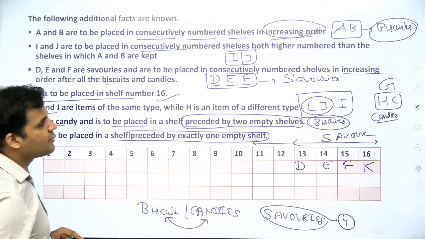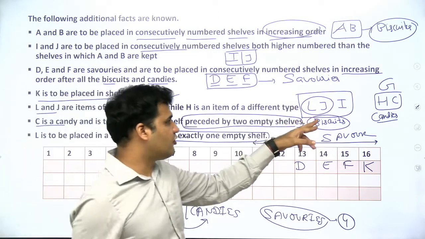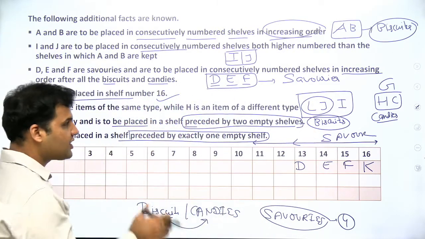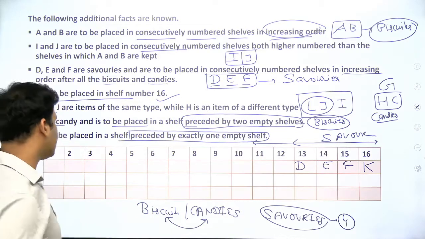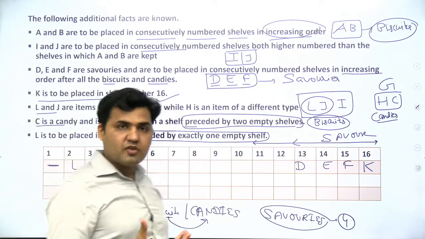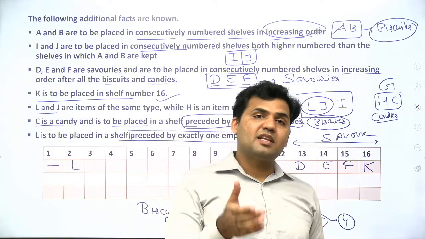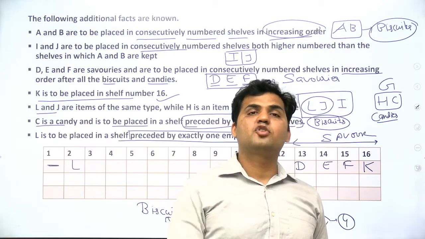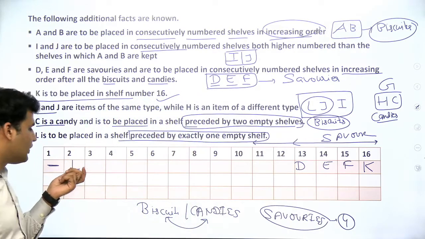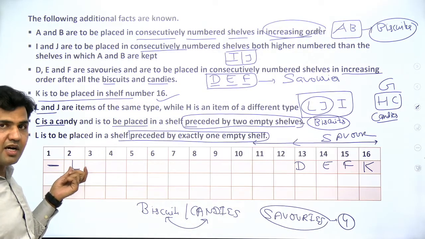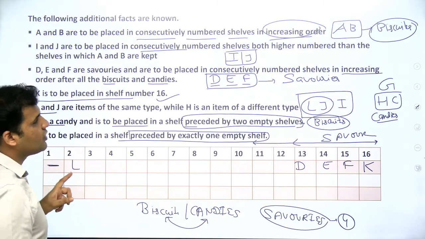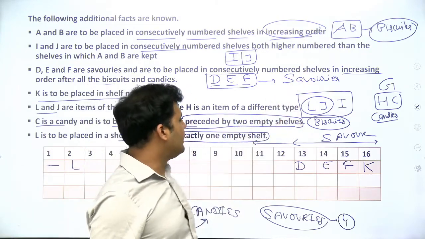Now if I start placing biscuit first, it says L is a type of biscuit and L has to be preceded by 1 empty shelf. That means the first item among the biscuits to be placed has to be L, and it has to be preceded by 1 empty shelf. All the items of the same types are clustered together. So if there is an empty shelf before a type of item, it has to be the first item of that cluster that needs to be placed on the shelf. So L will be the first item to be placed among the biscuits, and the shelf before this L will be empty.